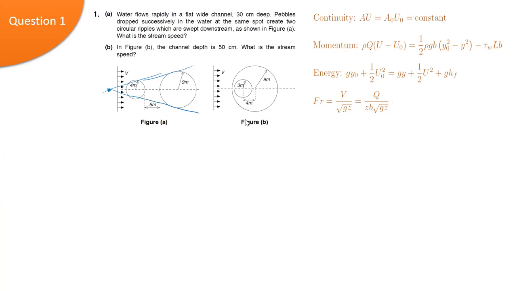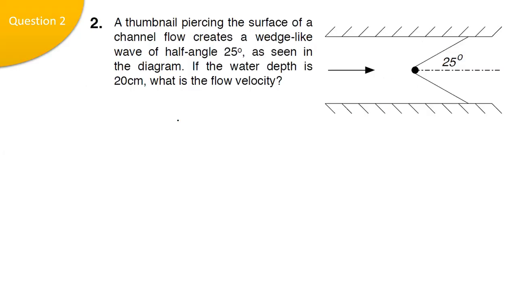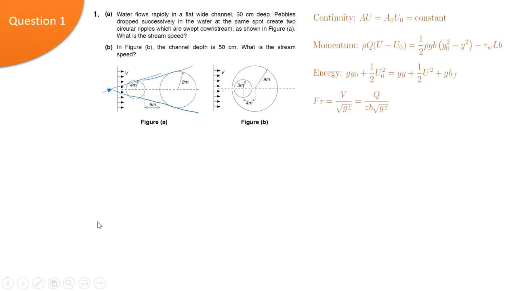So while you are answering that, the wave is generating here. And as you see, one of the wave circles is like this one. It is 4 meter diameter, and one of them is 9 meter diameter. So it asks us to find the stream speed. Oh, sorry, I'm new to the tablet. So they ask us to find the stream speed.